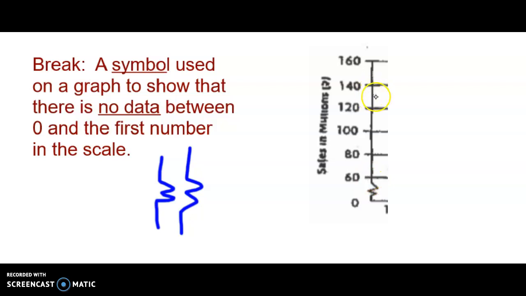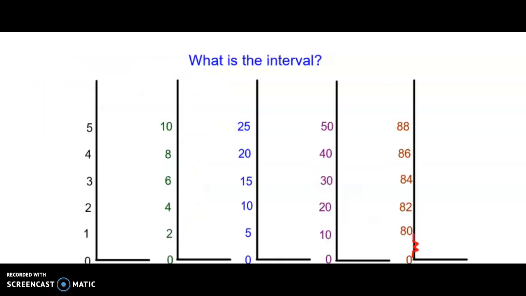You can't put a break up here in the middle and say, oh, there's nothing between 120 and 160, so I'm going to put a break there. It always has to be between 0 and your lowest data number. Okay, so that's what our break is, and it's just a symbol that we use if we need it. We don't have to have it in every scale.